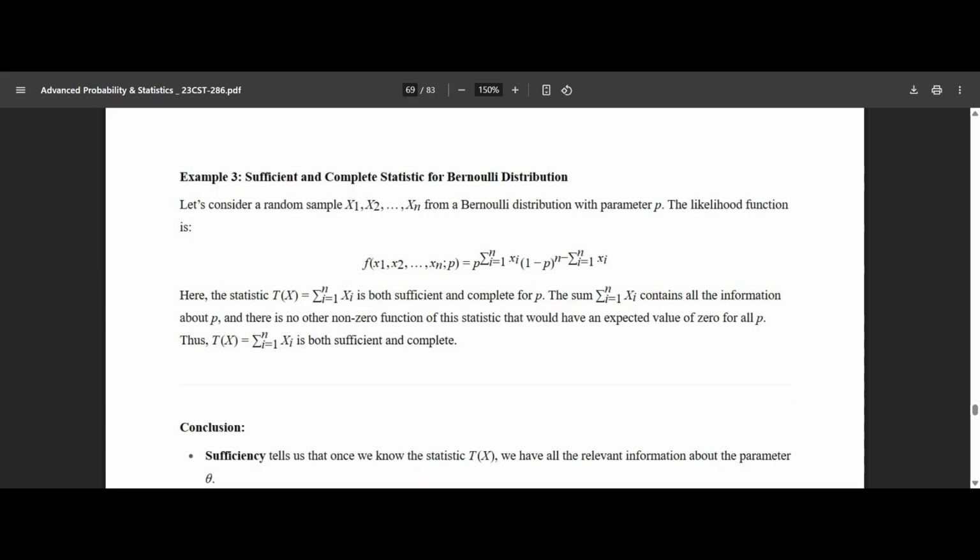Okay. Now, sufficient and complete statistic for Bernoulli distribution. So the likelihood function of the Bernoulli distribution we write here. Here the statistic T(X) is both sufficient and complete for p, because the sum contains all the information about p and there is no other non-zero function of this statistic that would have expected value of 0 for all p.